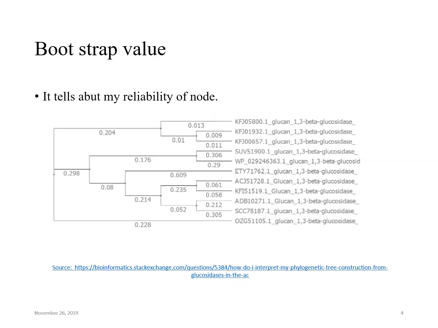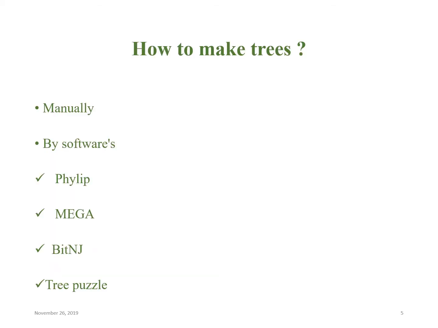There's also another term that we must know, the bootstrap value. So what is a bootstrap value? Bootstrap value is the value that tells us about the quality of the node. It tells us about the reliability of the node. It gives us confidence about our node. The threshold value for bootstrap is 70. The higher the value of bootstrap, the better the quality of the node.